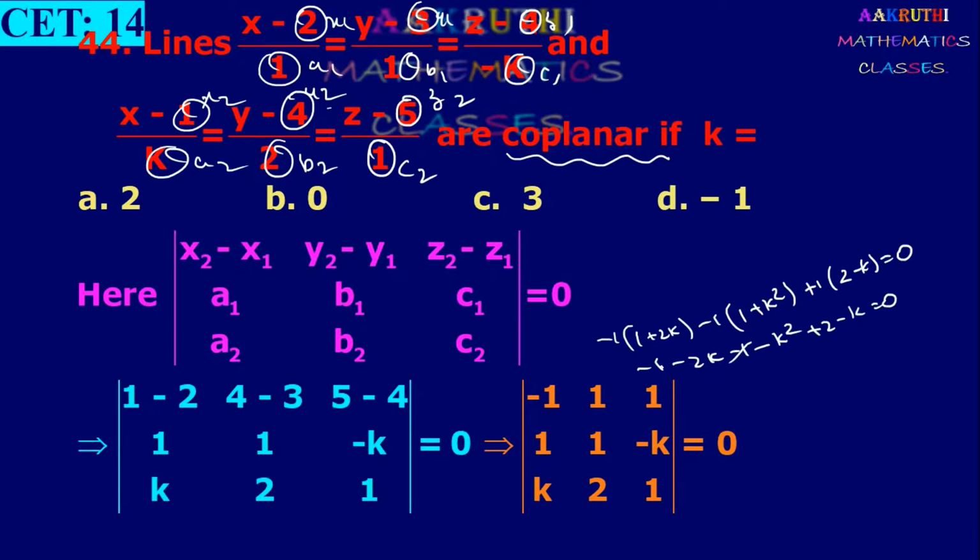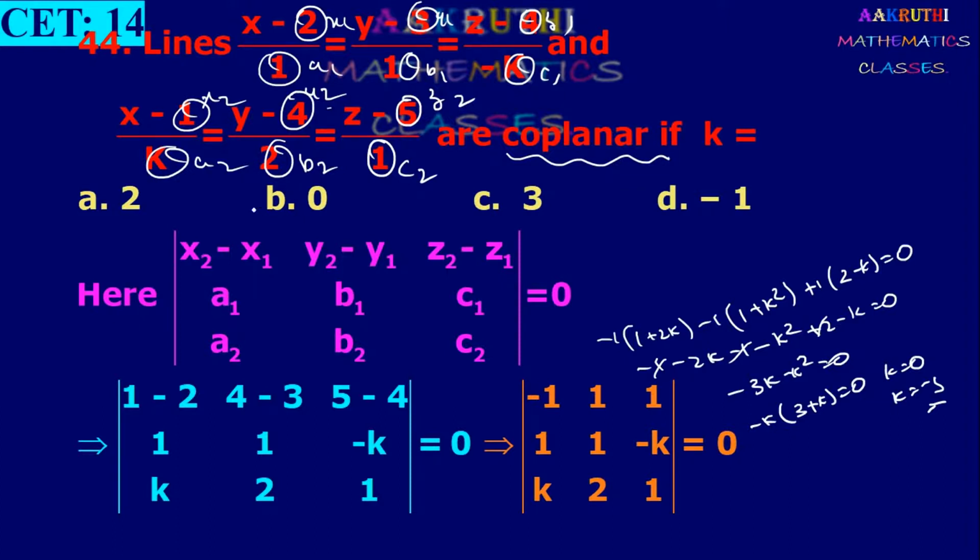So here it is minus 1 minus 1 plus 2, and minus 2k minus k, and we get minus 3k minus k square equal to 0. So when we simplify we get minus 3k minus k square equal to 0. So we can take minus k outside. So we get 3 plus k equal to 0. So this implies k equal to 0 or k equal to minus 3. So we get two values, that is k equal to 0 or k equal to minus 3.